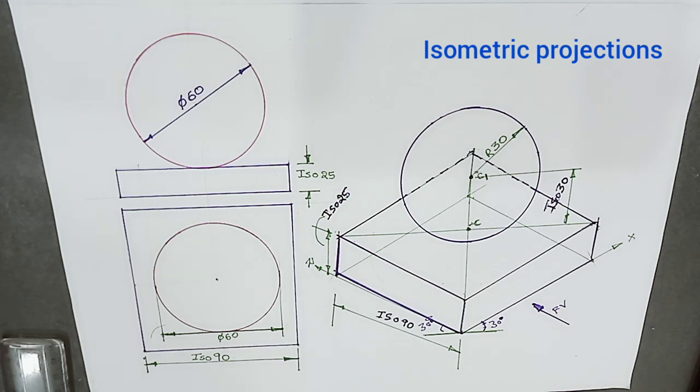That's about the discussion of isometric projection of a sphere resting on a square block. I hope everyone understood well.